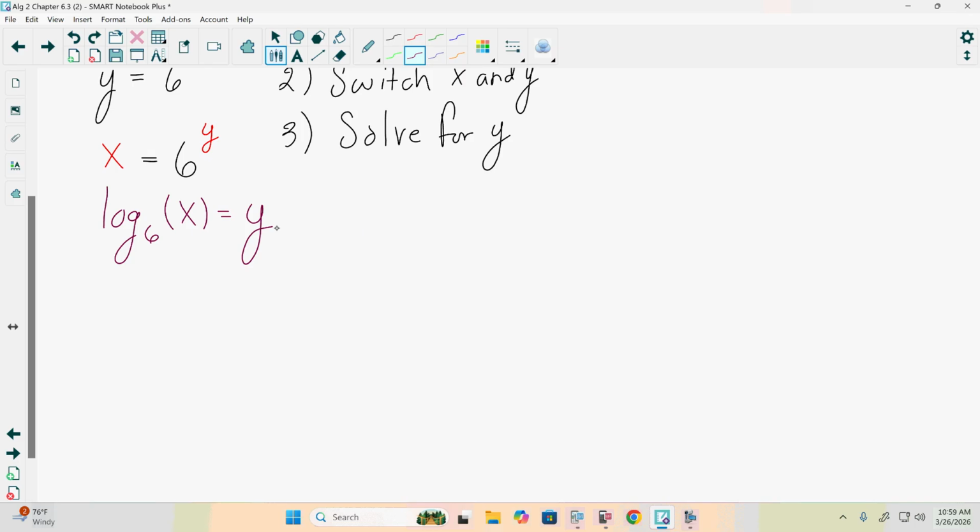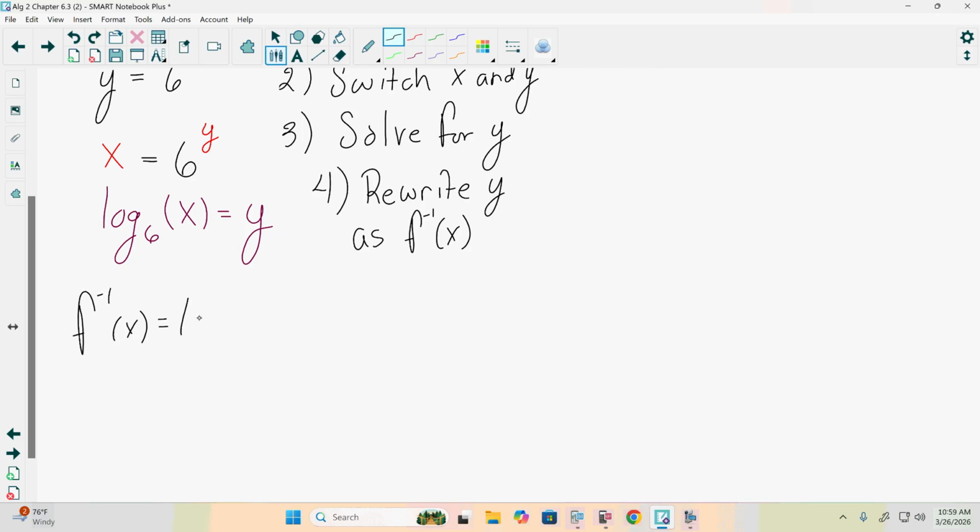It's all y by itself. Yeah. If it wasn't, we would add or subtract. We would still solve, but we do want to rewrite it in this form. Rewrite y as f to the negative 1 of x. And that's our inverse.